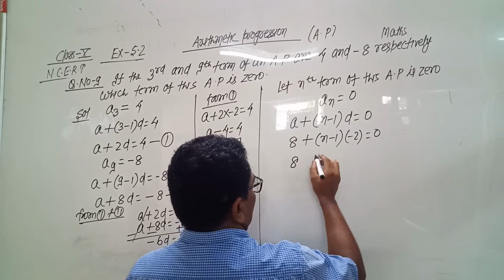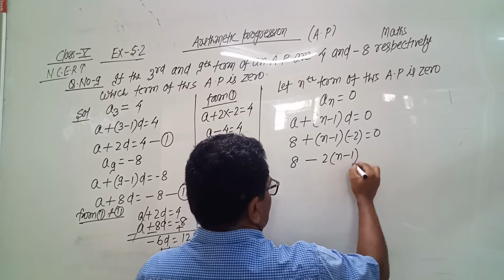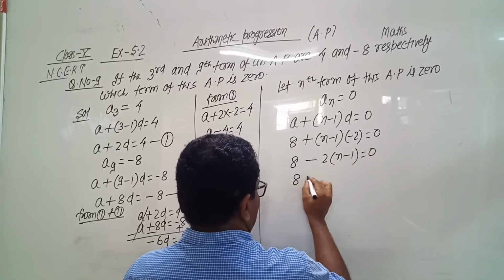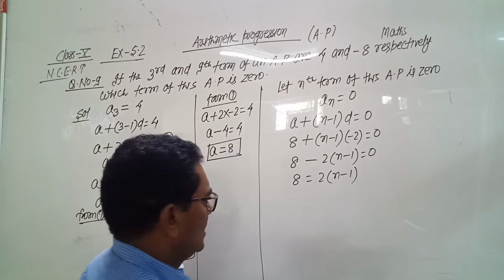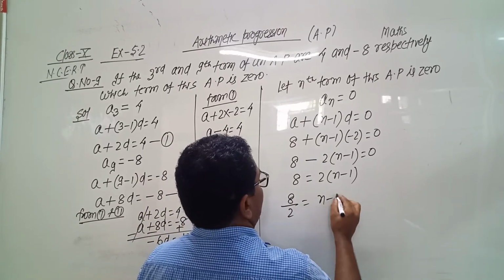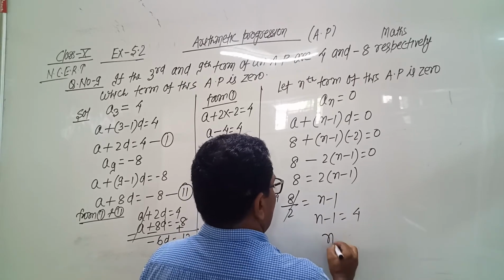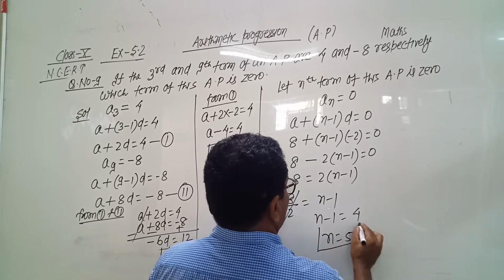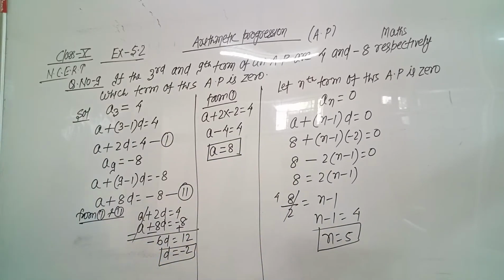And 8 plus minus 2 times (n minus 1) equals 0, and 8 equals 2 into (n minus 1), and 2 will come at the denominator place. 8 by 2 equals n minus 1. So we get n minus 1 equals 4 and the value of n comes to be 5. So the answer is the fifth term of this AP is 0. This is the answer.